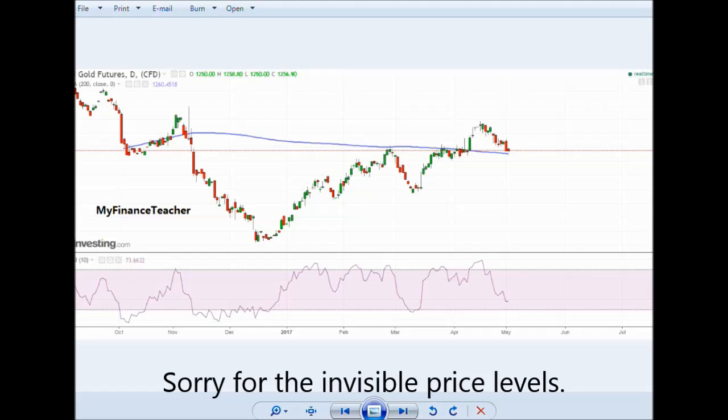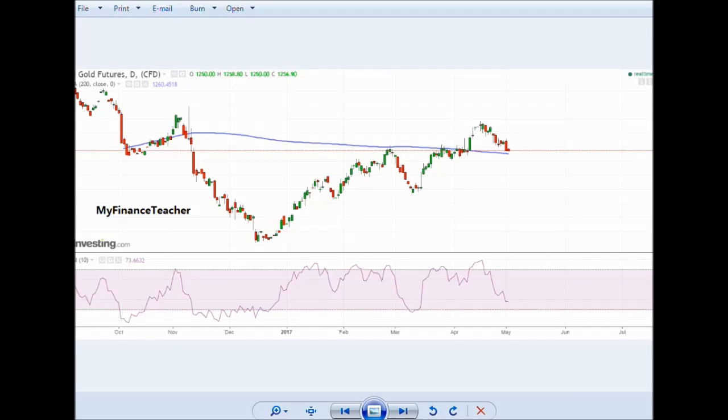Today is 2nd of May 2017, and let's have a look at gold, which I think is in the process of going down into the intermediate cycle low, which will probably take place in early summer. So let's have a look at that.